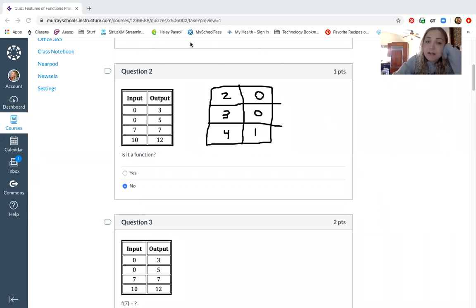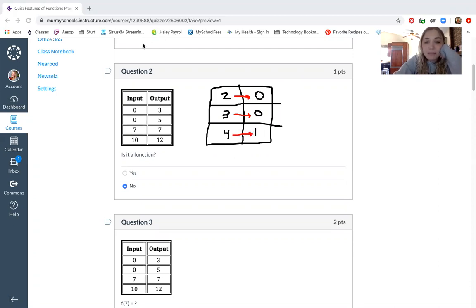So we're gonna follow the function rule again, where we're checking to see, does every input give exactly one output? Well, if 2 is my input, 2 always goes to 0. If 3 is my input, 3 always goes to 0. Thank you for the person who answered it in the private chat. If 4 is my input, it always goes to 1.